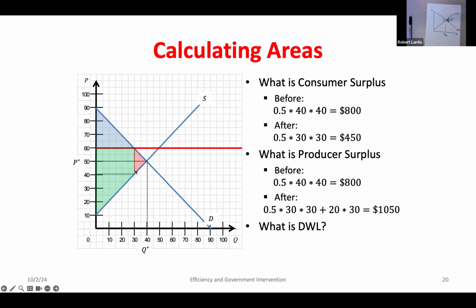So this red triangle would represent our deadweight loss. Height is 20. Base is going from 30 to 40. So 10 times 20 times a half gives us that same value of 100. So there are different ways of finding our deadweight loss there. You can always do it using that visual, but if you know the total surplus before the government intervention, and then you know the total surplus after, that difference between the two will just be your deadweight loss.